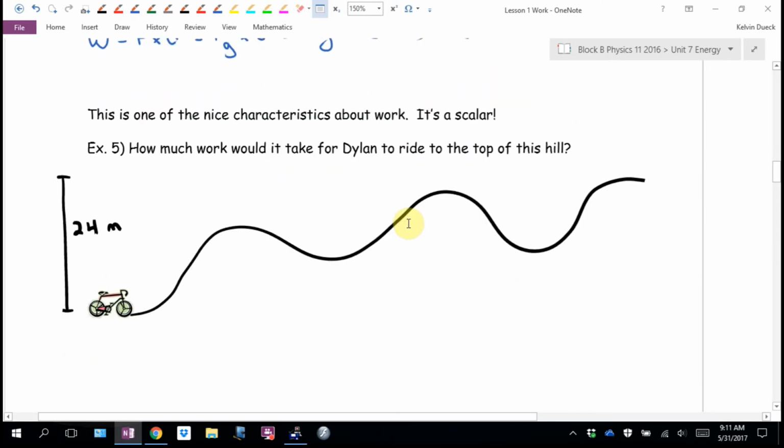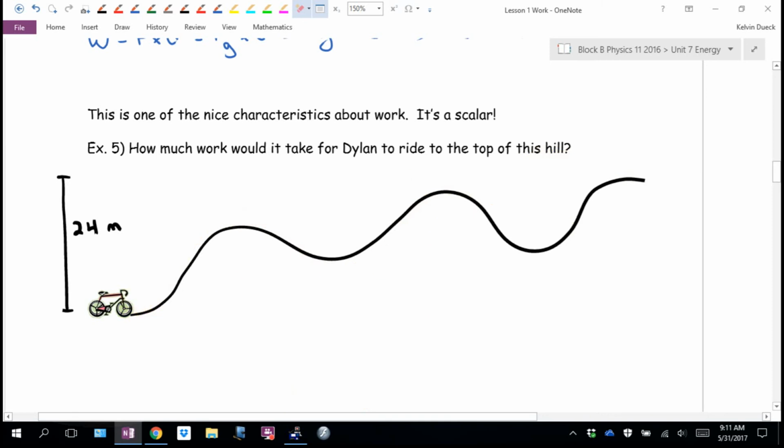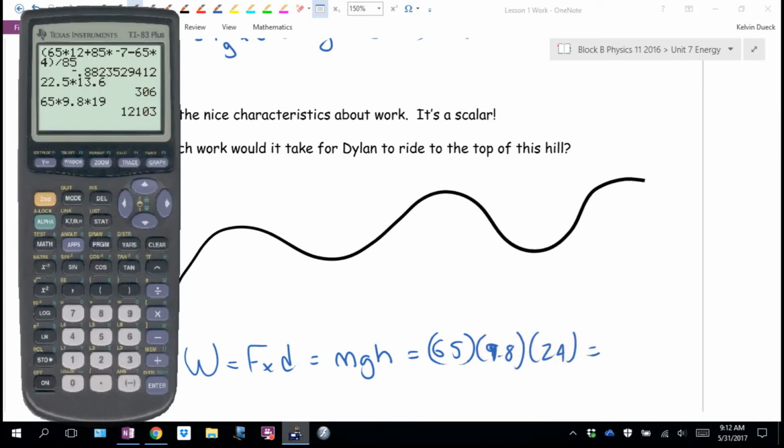It's a scalar. How much work would it take for Dylan to ride to the top of this hill? I don't care about the path. I don't care, even if he started going down and then ended up going up. All I care about is where he starts and where he ends, and the fact that he's doing work against gravity. Work is going to be force times distance. If you're doing work against gravity, it's going to be mgh. I've scrolled down. What was Dylan's mass? g is 9.8 times 24. 15,300 joules of work.